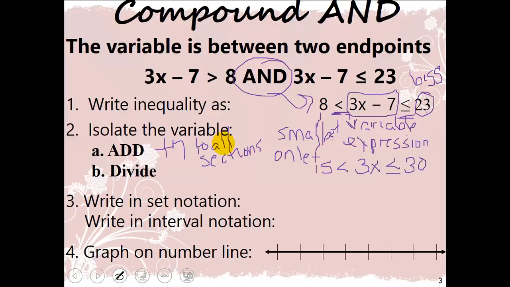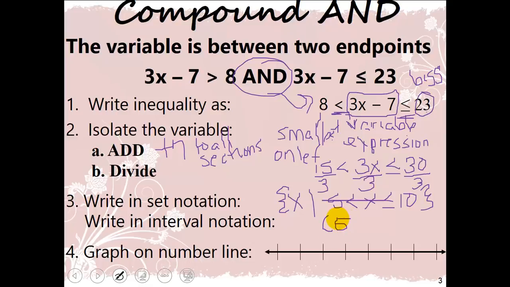Now I'm going to divide by this coefficient of 3 that's on the x. I'm going to divide everything by 3. And I get 5 is less than x, which is less than or equal to 10. And if I write it in set notation that we've already learned, all x's such that. Okay? If I write it in interval notation, the 5 is associated with this exclusive symbol, so it's parenthesis 5, comma, 10, bracket.